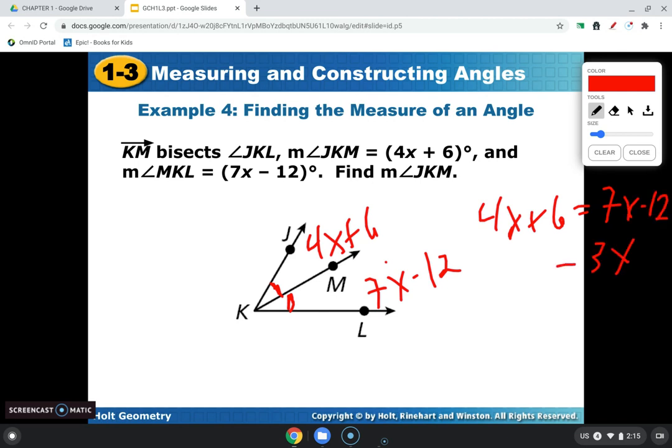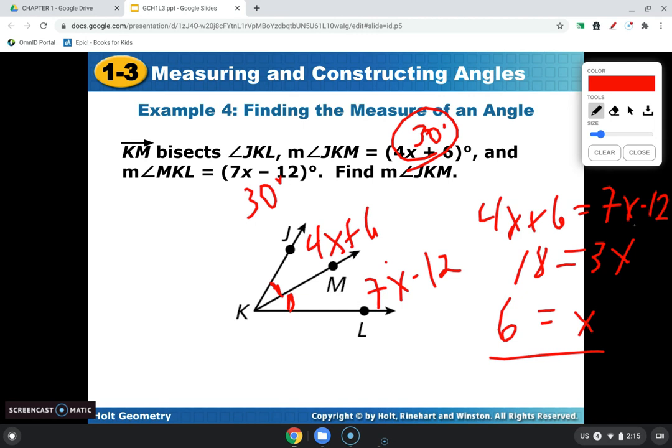Subtract 4x, add my 12, which is 18. So x equals 6. Plug 6 in for x, 4 times 6 is 24. 24 plus 6 is 30. So each one of these angles is 30. And then the whole thing, well, I just asked for JKM, so that would be 30 degrees.